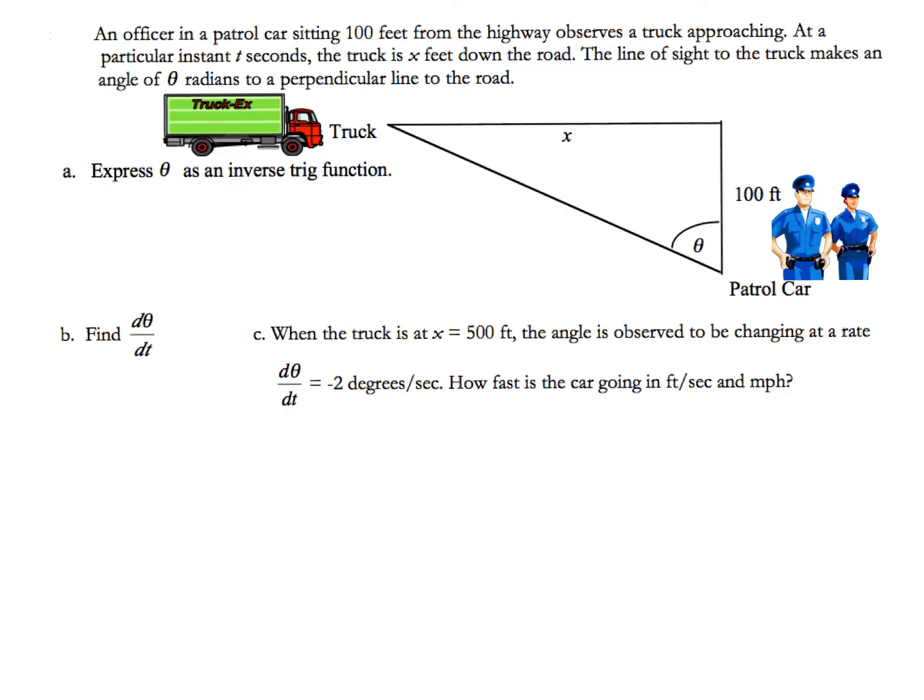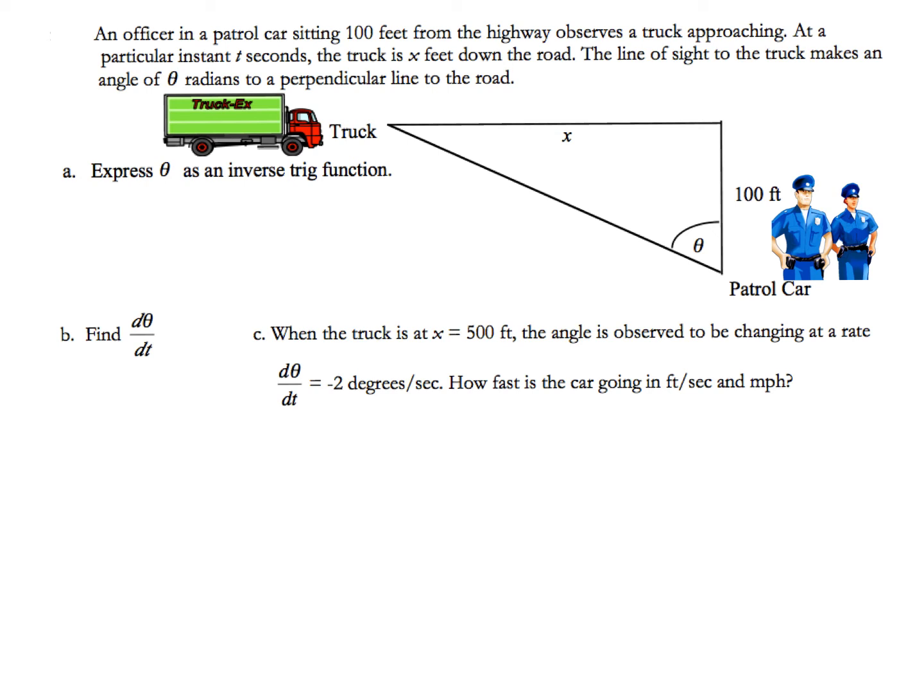All right. Miller's going to read. An officer in a patrol car sitting 100 feet from the highway observes a truck approaching. At a particular instant, t seconds, the truck is x feet down the road. The line of sight to the truck makes an angle of theta radians to a perpendicular line to the road. Express theta as an inverse trig function.